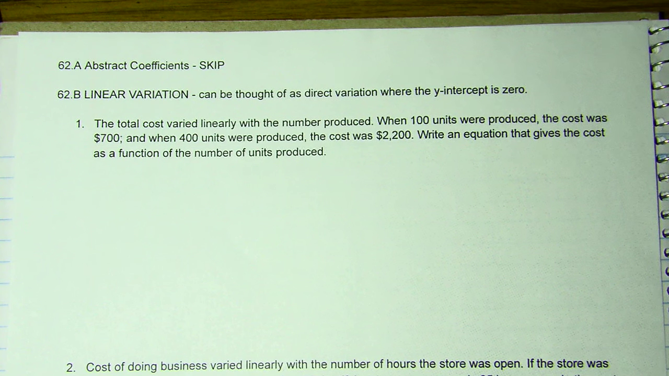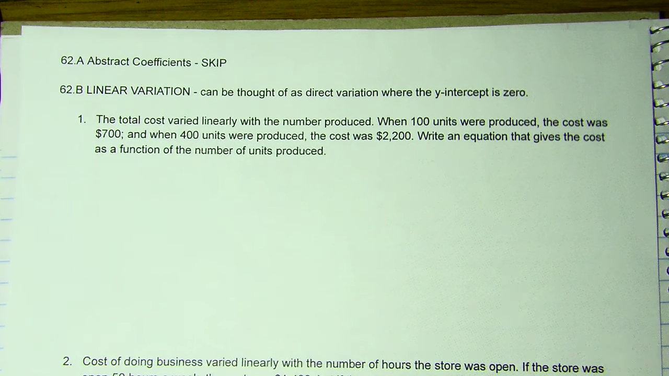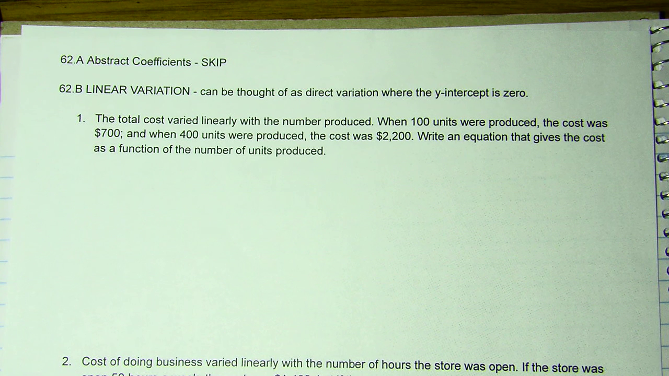Covering lesson 62. It's some complicated word problems, but the math involved is all review. Okay, so I'm going to go over those word problems here. So 62.A, I did type on here. We are skipping that, so we don't need to worry about that. We don't work with abstract coefficients.